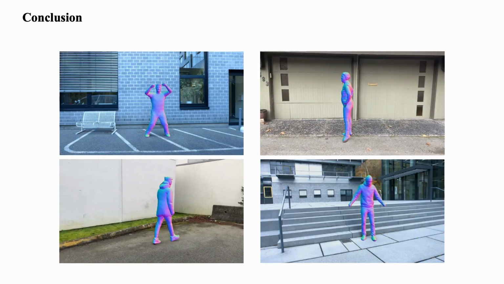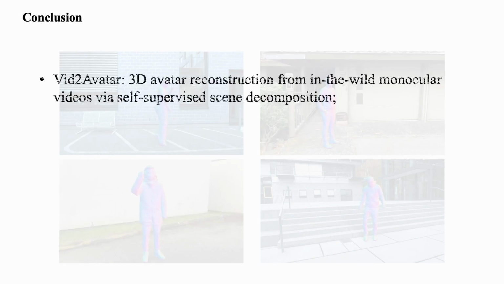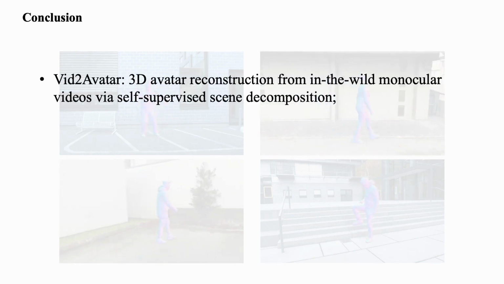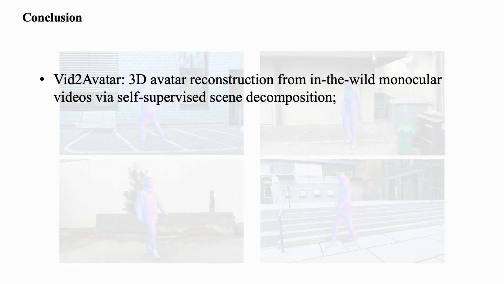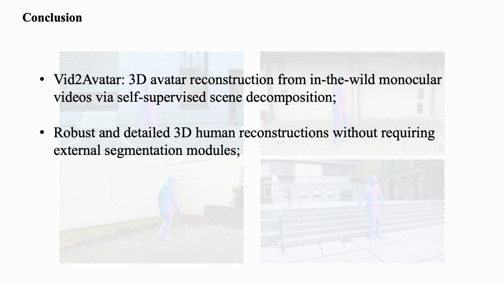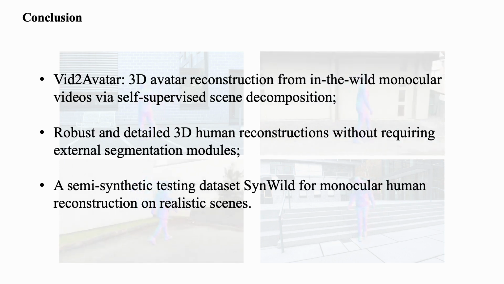In this paper, we present Vid2Avatar, a method to reconstruct detailed 3D avatars from in-the-wild monocular videos via self-supervised scene decomposition, and to achieve robust and detailed 3D reconstructions of the human even under challenging poses and environments without requiring external segmentation modules. We also present a novel semi-synthetic testing dataset, SynWild, that for the first time allows comparing monocular human reconstruction methods with ground truth 3D annotations on realistic scenes.